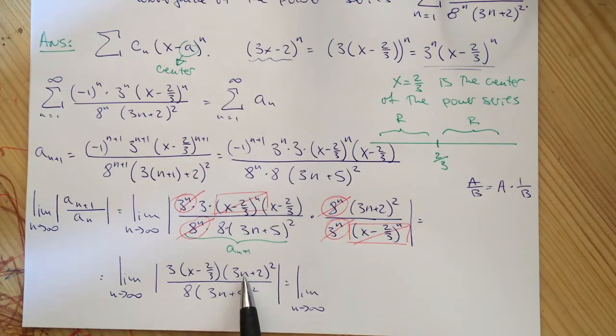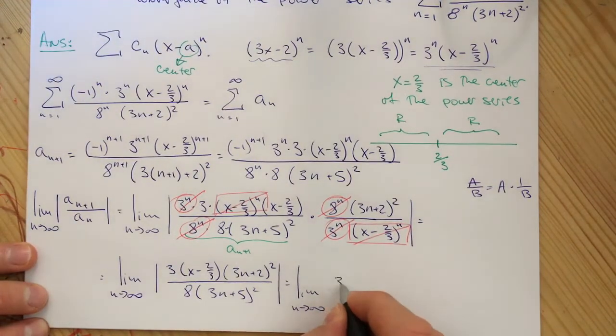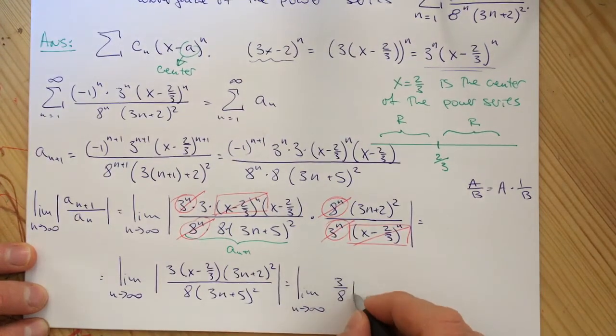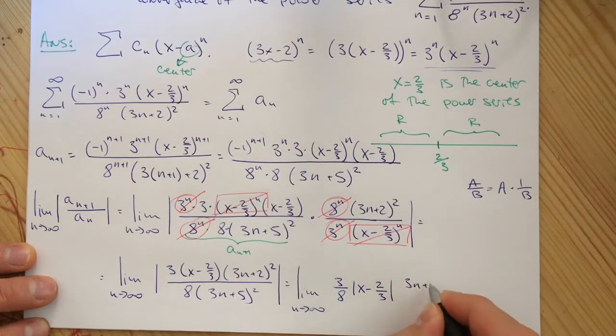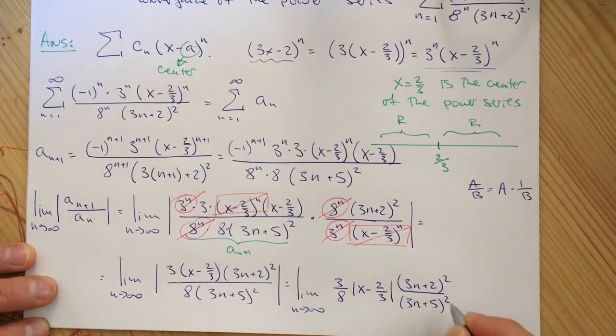And keep in mind that n stands for positive integers only, so even without that, this factor here is squared, so it's always positive. This one is always positive, and I have 3 over 8, which is always positive. So the only factor that can be either positive or negative is this one here, and we don't know because it depends on x. So the only factor that cannot escape the absolute value is the factor involving x, so I have 3 over 8 times the absolute value of (x minus 2) over 3 times (3n plus 2) squared over (3n plus 5) squared.